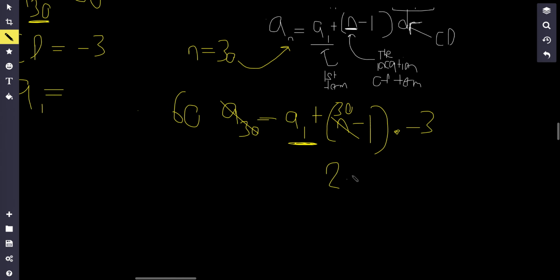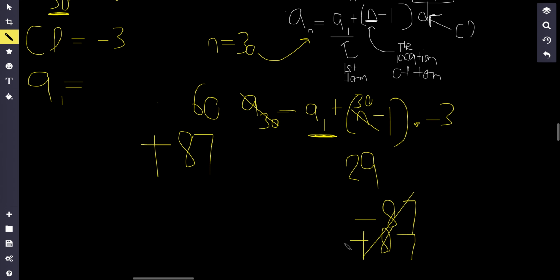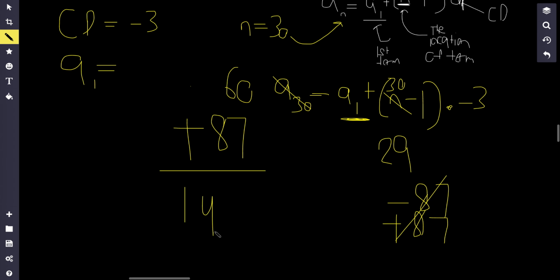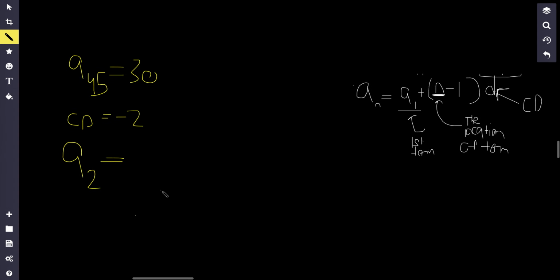So 30 minus 1 is 29. 29 times negative 3 is negative 87. So if we add 87 to both sides to isolate the variable, we're going to get 147. And that's going to be our first term. Our first term is going to be 147.